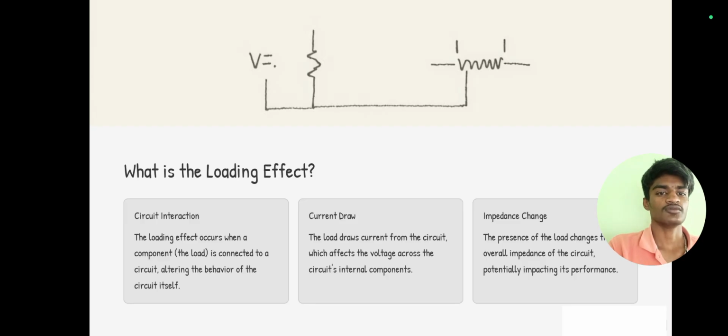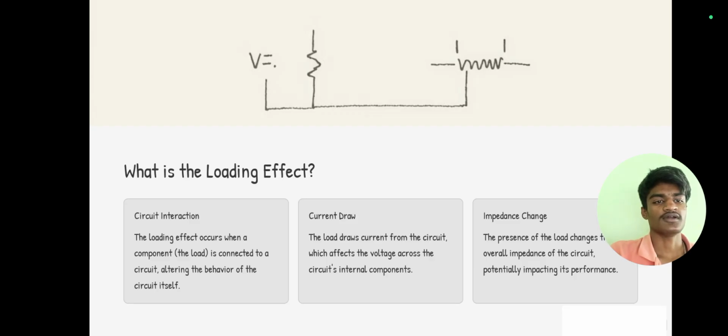Now, what is the meaning of loading effect? It includes three steps: circuit interactions, current draw, and input impedance changes. The first one is circuit interactions. The loading effect occurs when a component is connected to a circuit, altering the behavior of the circuit itself.